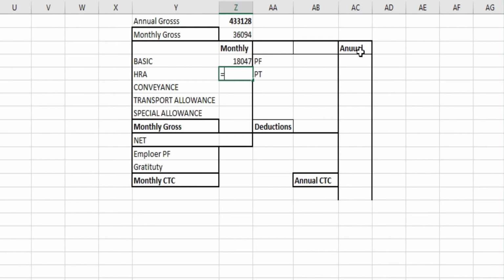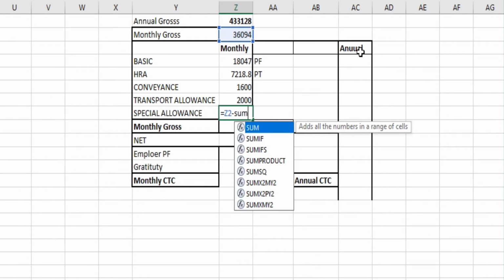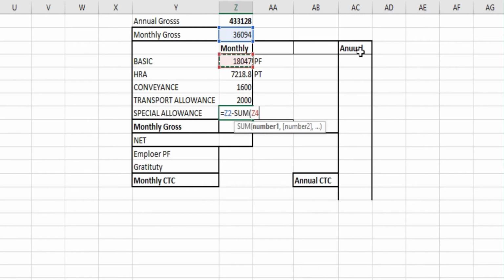HRA should be 40 or 50 percent on basic. Convenience is about 1600. Transport is 2000. Special allowance is monthly salary minus the sum of basic, HRA, convenience and transport.